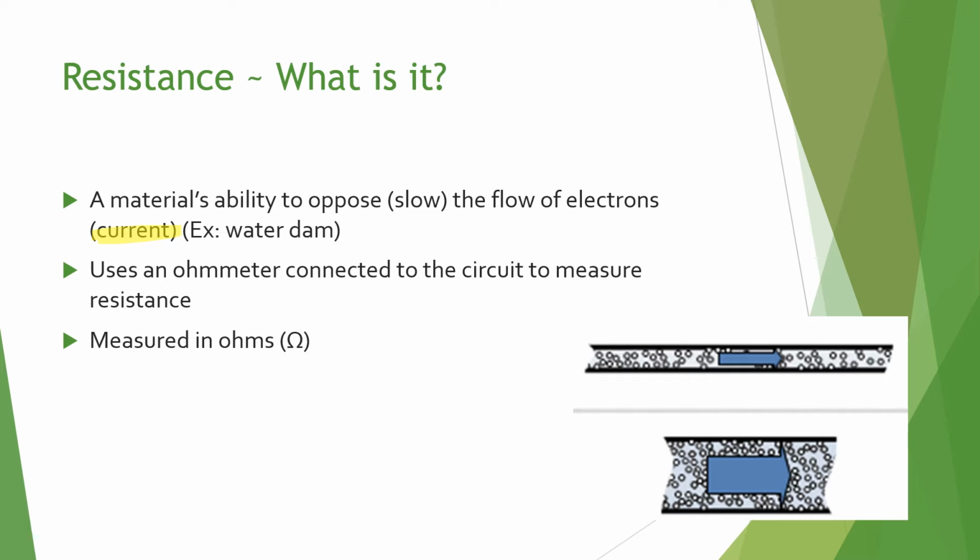Here the example is water dam, which is another perfect example. We always say that current is like the flow of water or the flow of water down a river or a stream. And a water dam would be something that slows the flow of electrons, adds resistance, okay, or decreases the flow of electricity. We use a device called an ohm meter connected to the circuit to measure resistance, and the units of measurement for resistance is ohms.